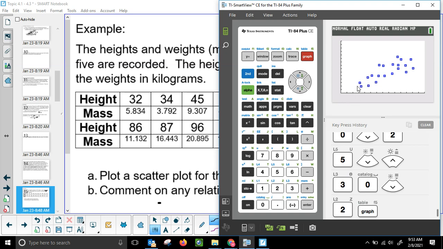Well, it's pretty obvious to see that as our heights get larger, our masses get larger as well, which makes sense. Somebody who's 6 feet tall is going to weigh a lot more in general than somebody who's 5 feet tall. So as you get taller, you should weigh more.